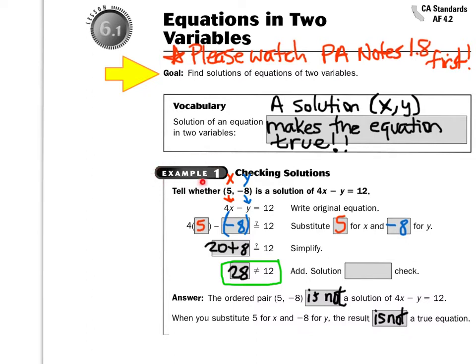Okay, let me show you what I mean. Look at example 1. Oh, do you hear our kitty? This is our new kitty. Okay, tell whether 5 comma negative 8 is a solution of 4x minus y equals 12.